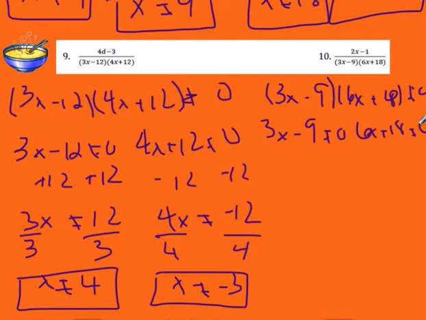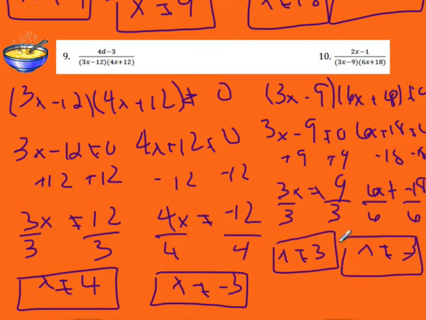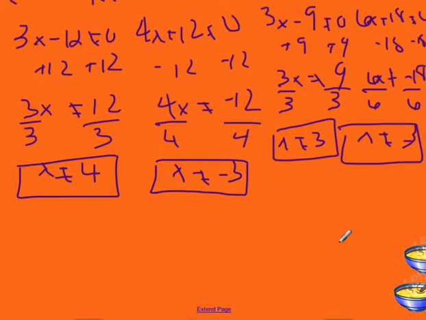So now we need to solve each of these for x. To start off with, I'm going to add 9 to both sides, and you get 3x cannot equal 9. Then you're going to divide both sides by 3, and you get that x cannot equal 3. Then I want to subtract 18 from both sides, and I get 6x is not equal to a negative 18. Divide both sides by 6, and I get that x cannot equal a negative 3. So both of these are excluded values for number 10.